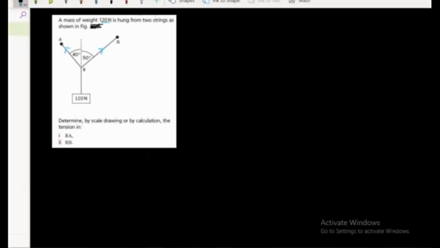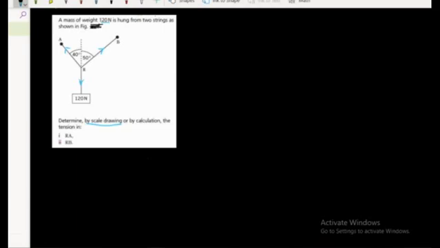So we have three forces acting in this system. One is acting vertically downward, while the other two are inclined upward forces. We are not going to be using the scale drawing because we don't have the means of doing that in this video. So we are going to be using the calculation method.